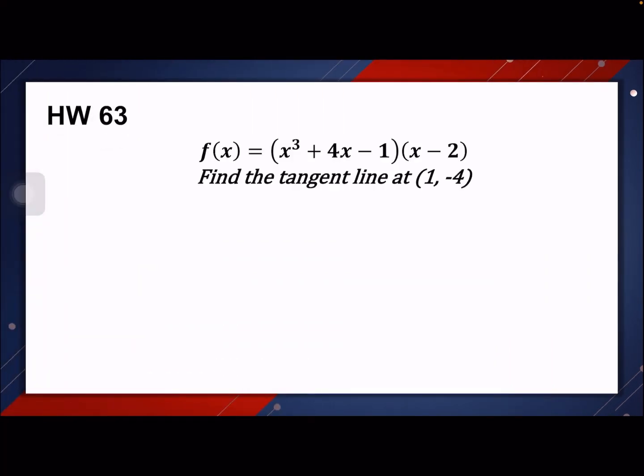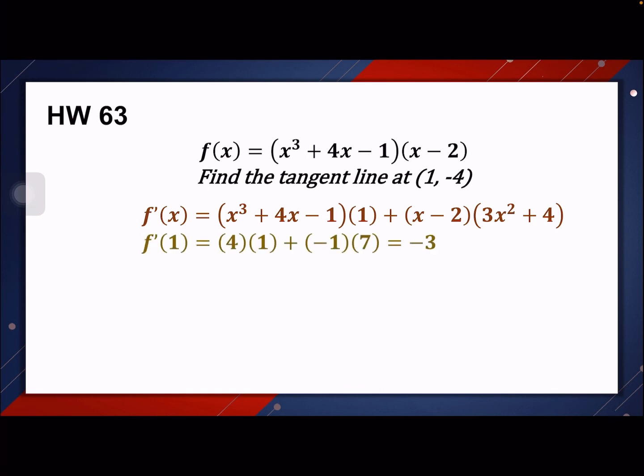Find the tangent line at that coordinate. So we first apply the chain rule, then substitute x by 1 into that function. We can get the slope of the line, which is negative 3. And then we can get the tangent line.